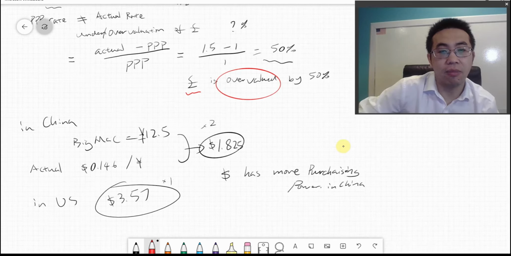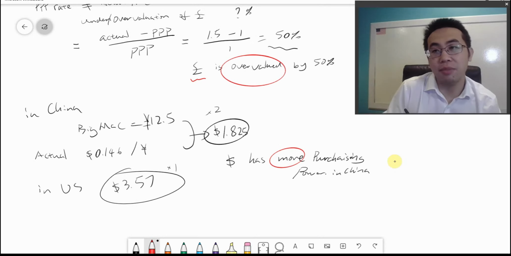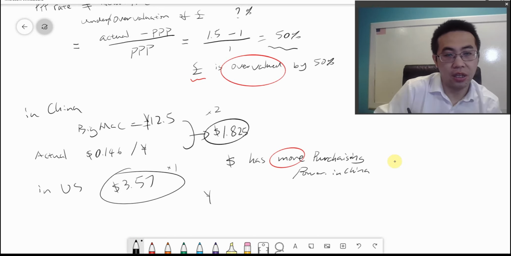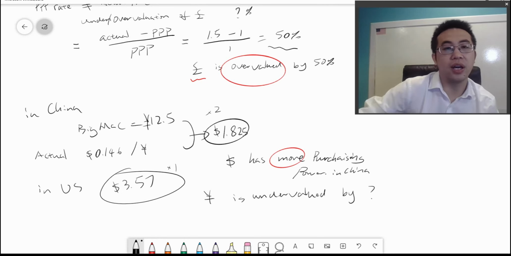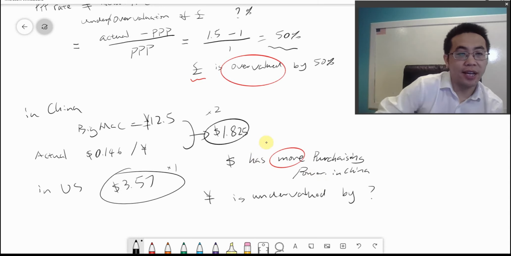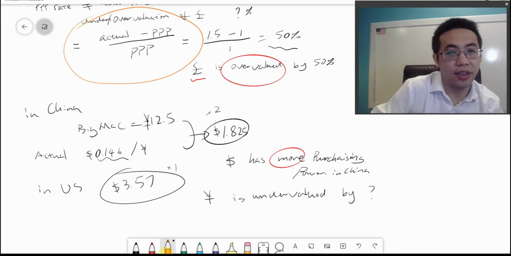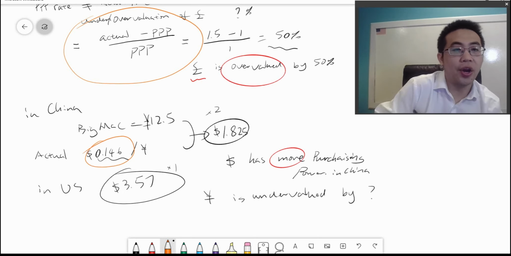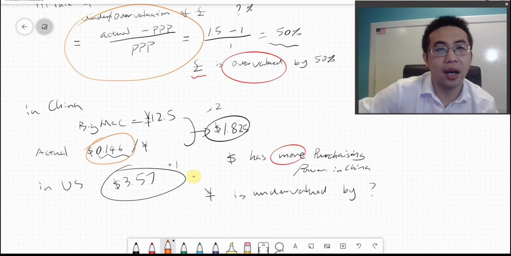And if a dollar has more purchasing power in another country, then that means the other currency is undervalued. So the conclusion would be the Chinese yuan is undervalued. And by how much? How do we calculate that? In this formula, we need to use the actual rate and the purchasing power parity rate. We already have the actual exchange rate of the Chinese yuan, and now we need to figure out the purchasing power parity rate.